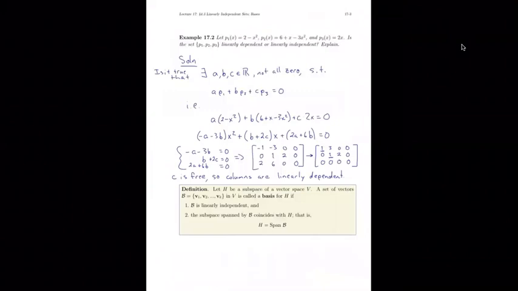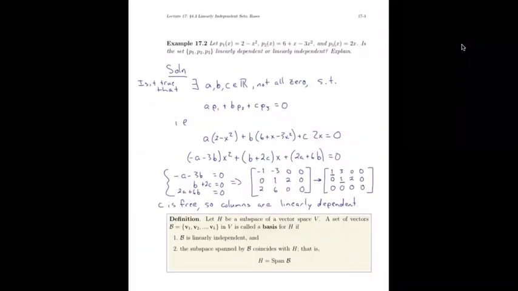So we're given three polynomials, P1, P2, and P3 here, all different combinations of a constant, x, and x squared. And we're asked, is the set P1, P2, P3 linearly independent or linearly dependent? So don't panic when we see something that is not a vector here, and we're asked to determine whether or not we have linear independence or dependence among the set.